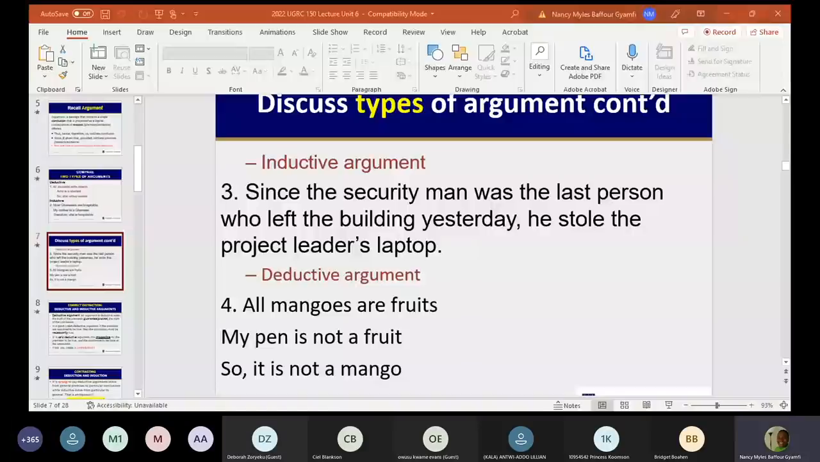If you are my friend, then you tell me the truth. Ata, continue. Ata did not tell me the truth. Very good. Therefore, Ata is not my friend. You see, that is the valid one.